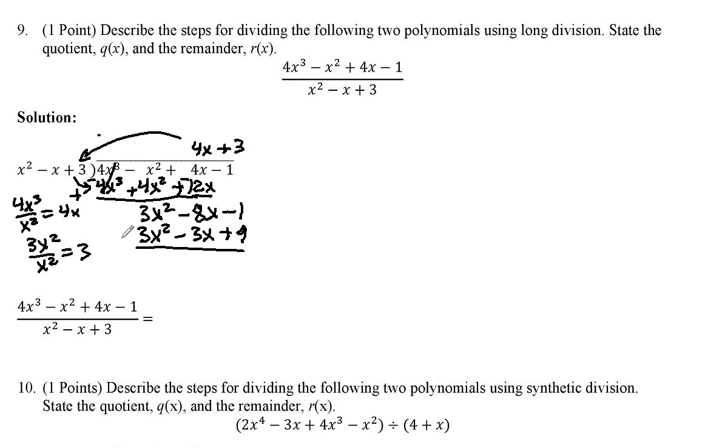And we are subtracting that. So we're going to change the signs and add. So minus, plus, minus, change it to addition. So these guys cancel. Negative 8x, positive 3x is negative 5x. Negative 1 and negative 9, negative 10.